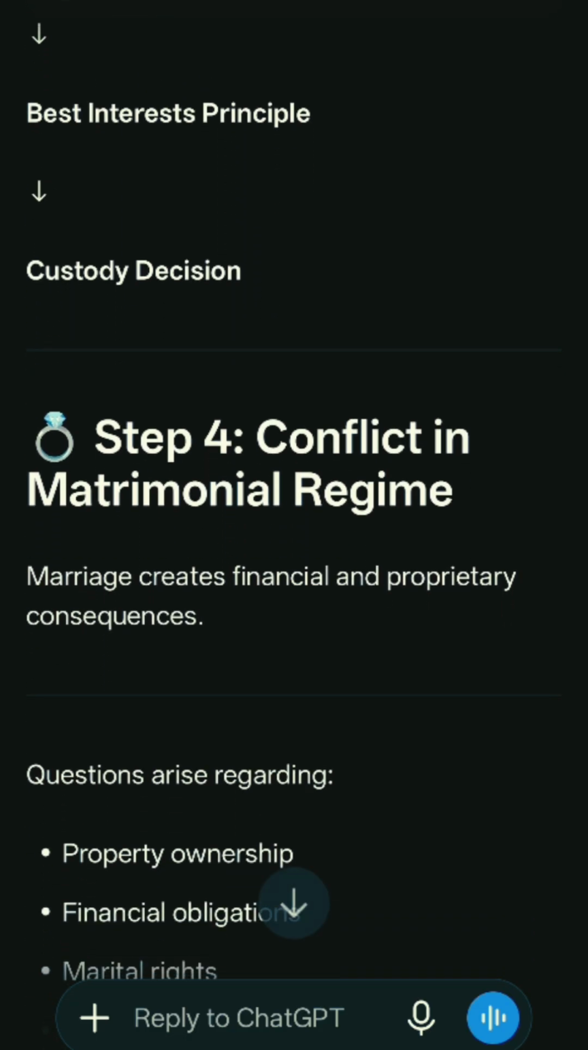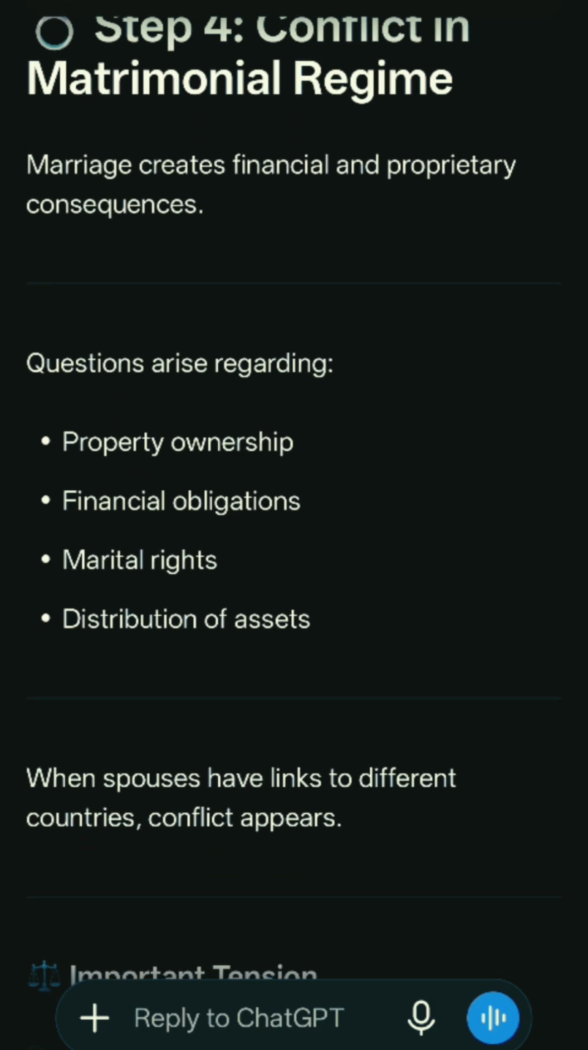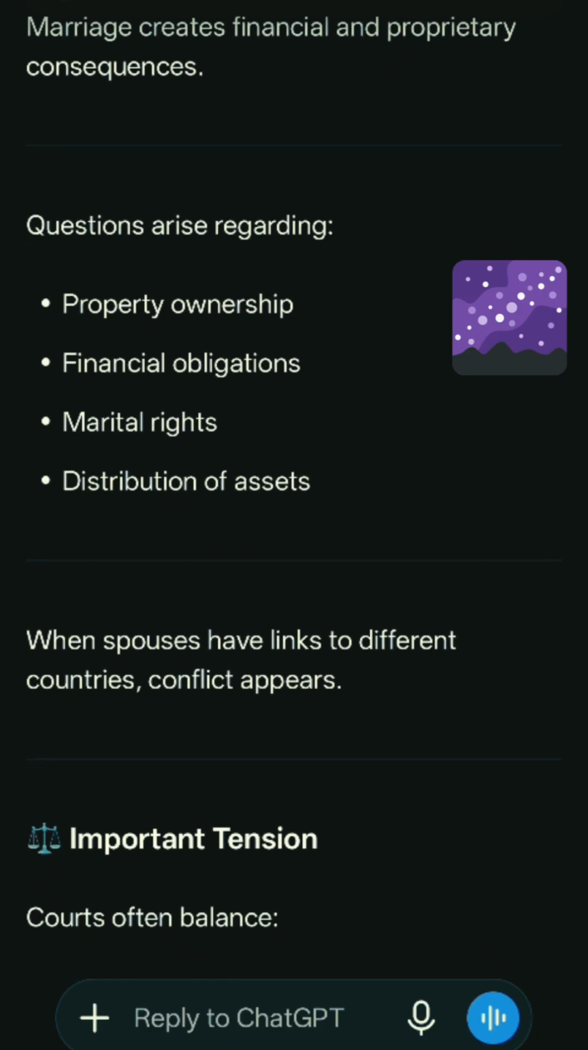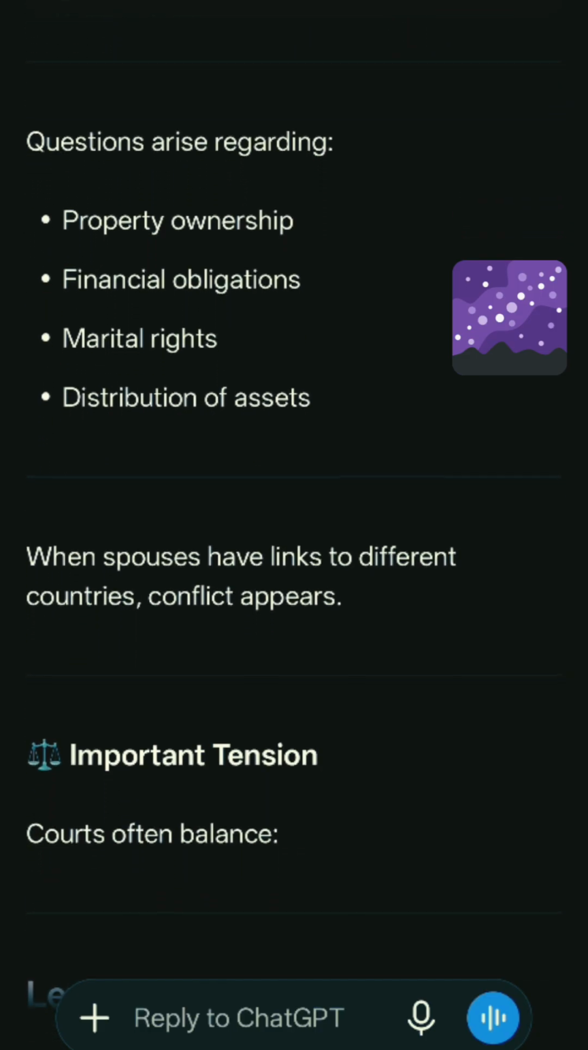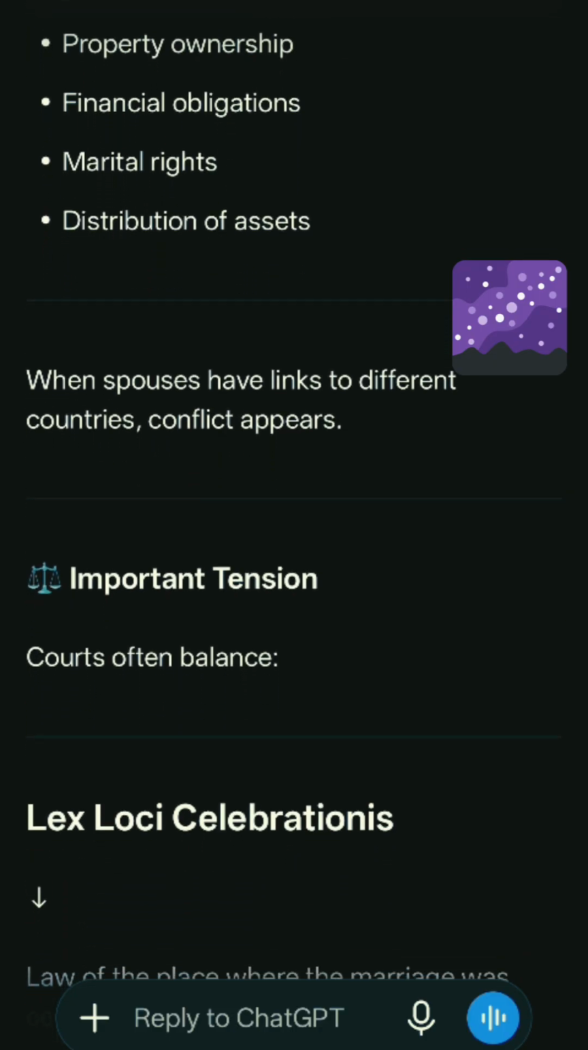Step 4. Conflict in matrimonial regime. Marriage creates financial and proprietary consequences. Questions arise regarding property ownership, financial obligations, marital rights, distribution of assets. When spouses have links to different countries, conflict appears.